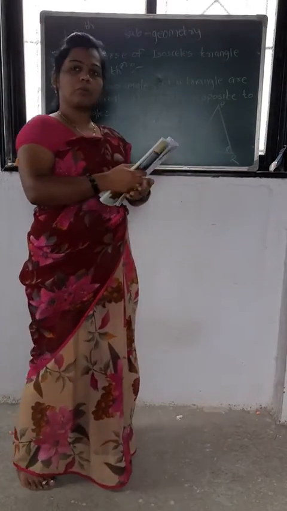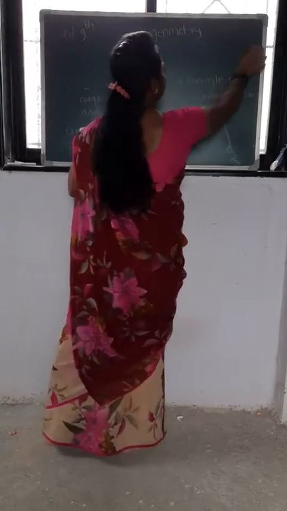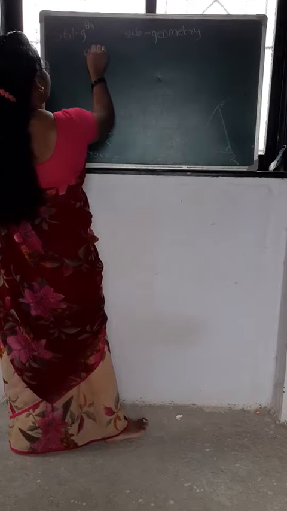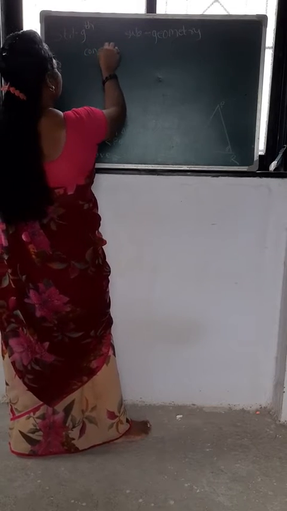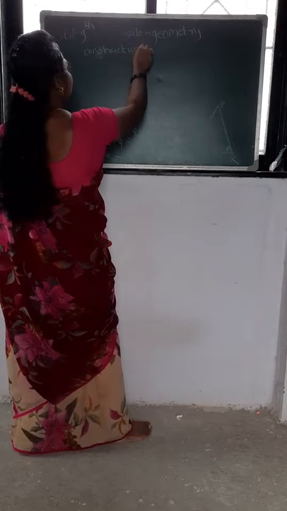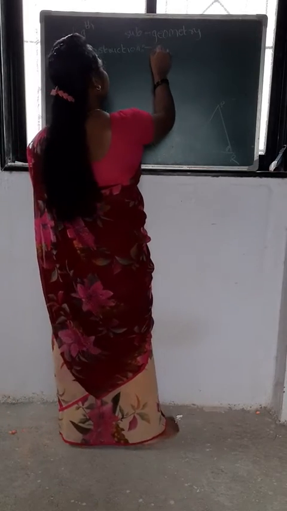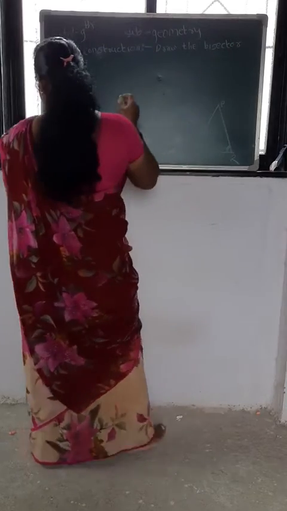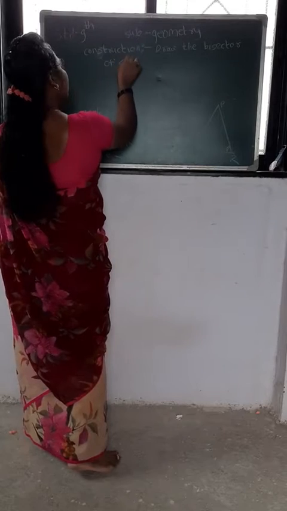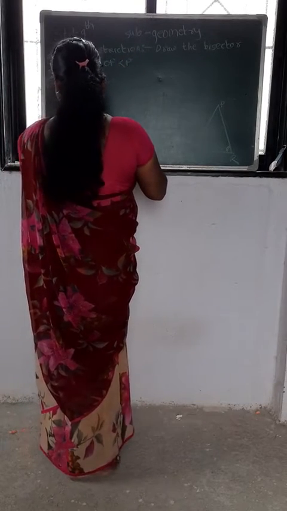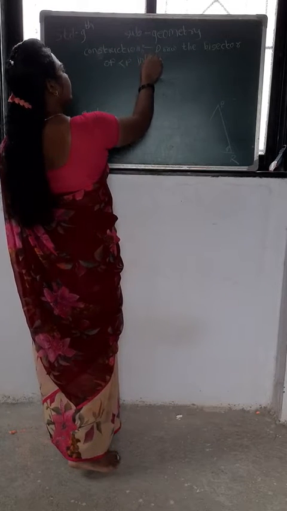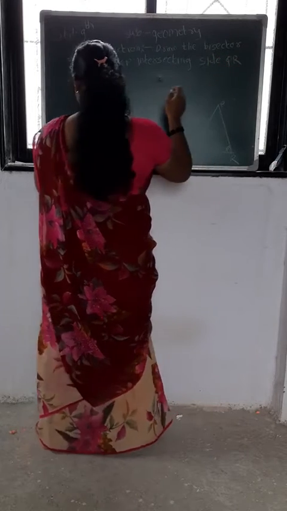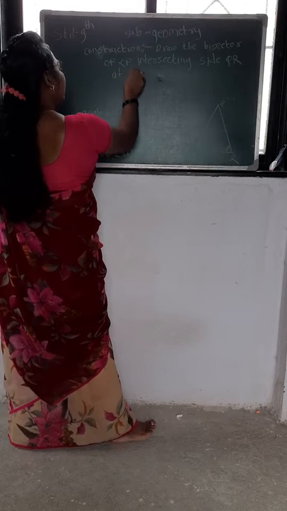The next step is construction. Draw the bisector of angle P, intersecting the side QR at point M.